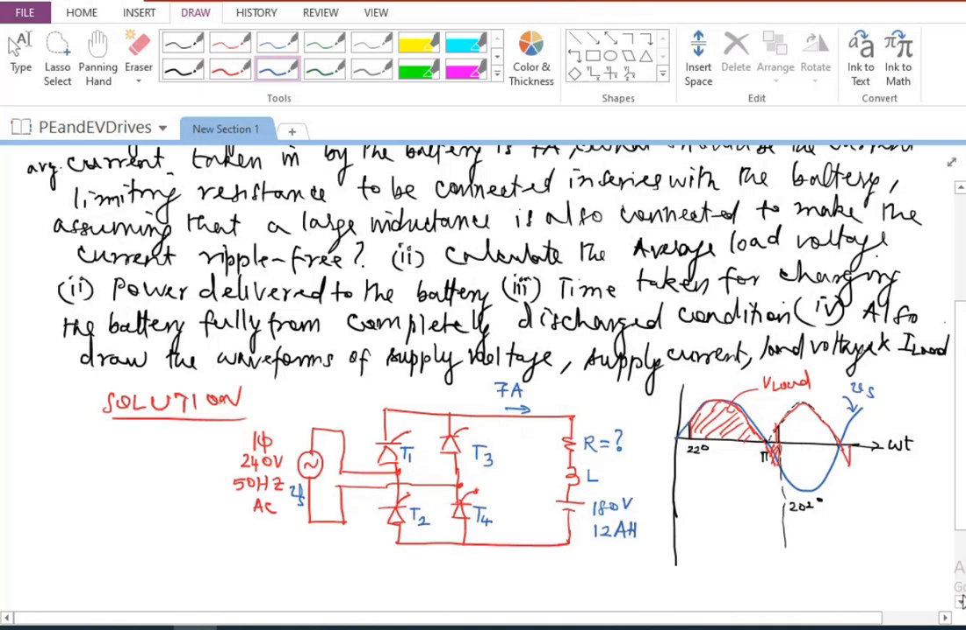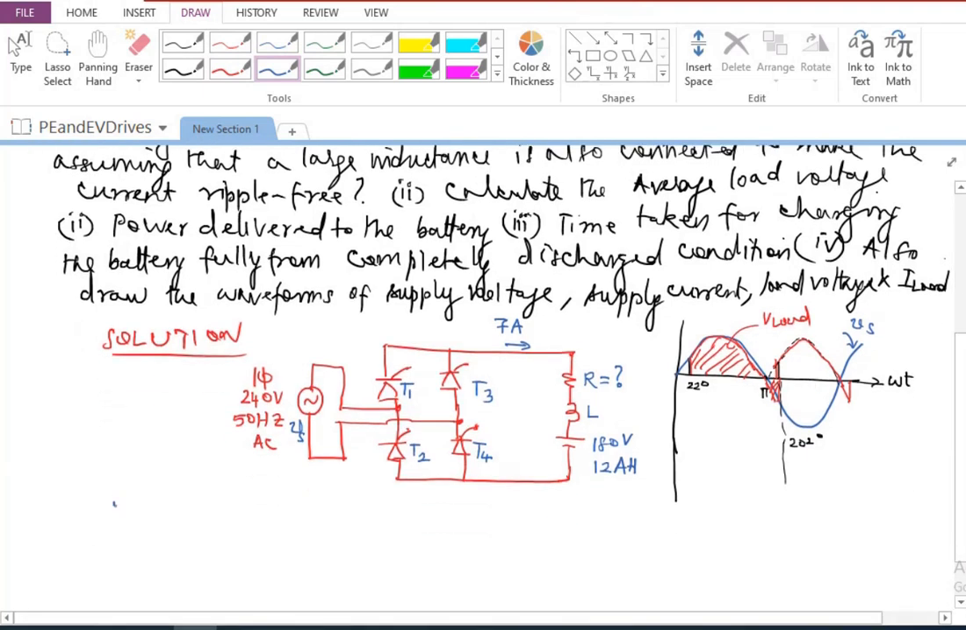So I should be able to calculate V load average value from here, from let us say 22 degrees until 202 degrees, or I can say in general alpha to pi plus alpha. I can simply write this as alpha to pi plus alpha, 1 divided by pi, Vm sine omega t d omega t, where Vm is equal to 240 times root 2 volts.